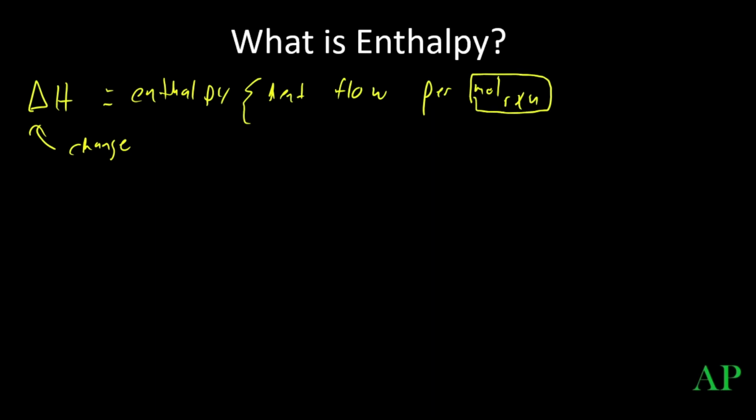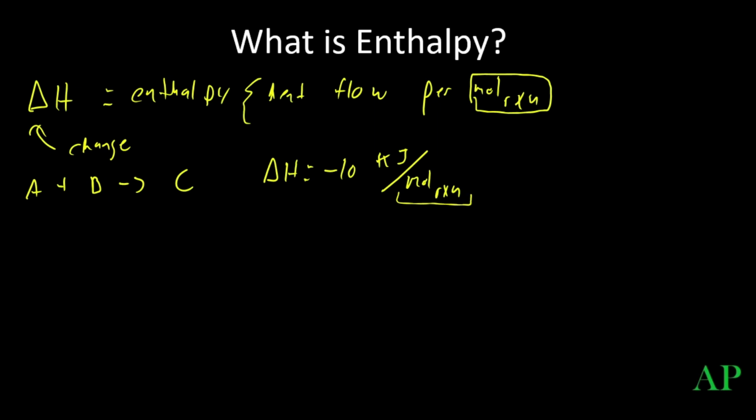So for starters, let's say we have a simple equation where A plus B gives you C, and we're told that the change in enthalpy is going to be negative 10 kilojoules per mole of reaction. This idea of a mole of reaction actually has nothing to do with the typical definition we use for a mole, so 6.02 times 10 to the 23rd. A mole of reaction you can think of as one round of this whole experiment, this whole procedure or reaction, or whatever it is that we're talking about.